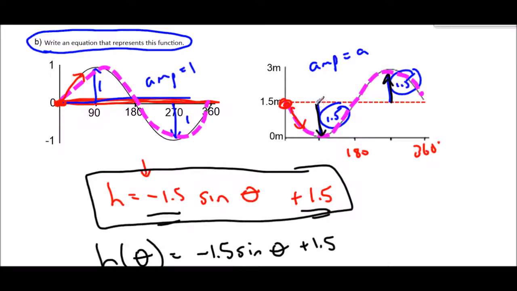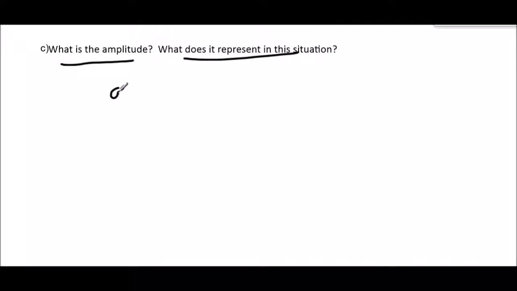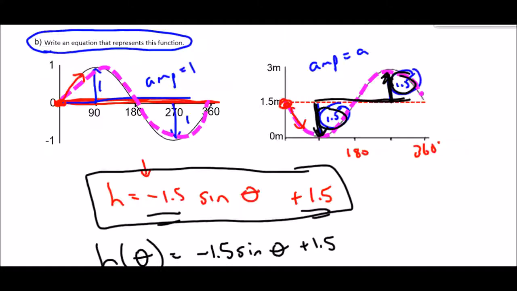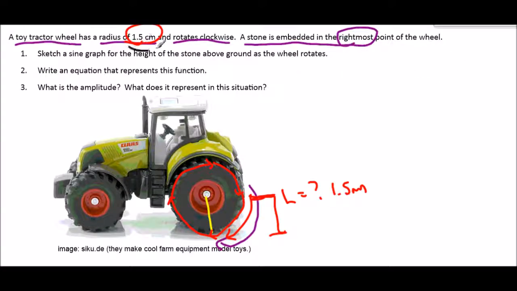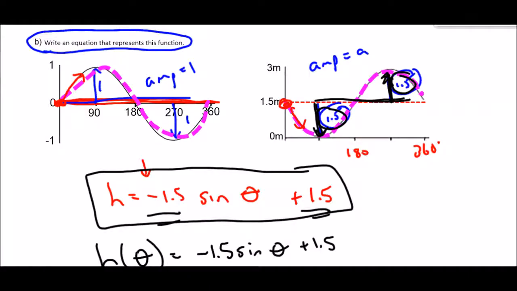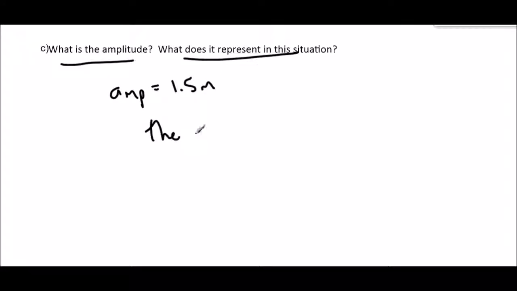Finally, we have to talk about the amplitude and what it represents. Well, we just talked about the amplitude, right? The amplitude is the distance between the middle line and the minimum, or the middle line and the maximum. They have to be the same. So the amplitude in this case is 1.5 meters. And what is it that that represents? Where did 1.5 come from in the original situation? 1.5 was the radius of the tire wheel. So what does it represent? The radius of the tire.